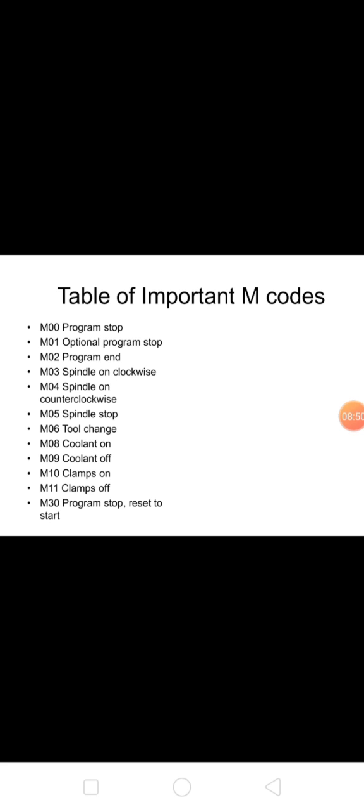Also we can select the important M codes: M00 program stop, M01 optional program stop, M02 program end, M03 spindle on in clockwise direction, M04 spindle rotated in anti-clockwise direction, M05 spindle stop, M06 tool change, M08 coolant on, M09 coolant off, M10 clamps on, M11 clamps off, M30 program stop, reset or rewinding. So these are the important M codes which are used for control of machining operations.